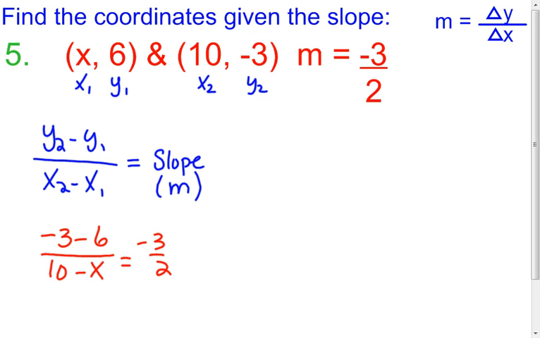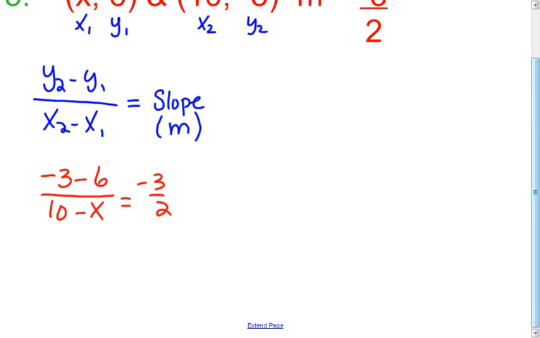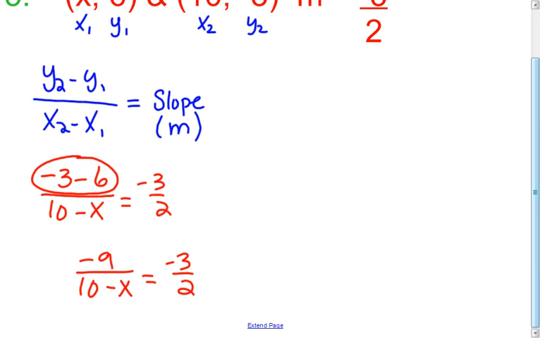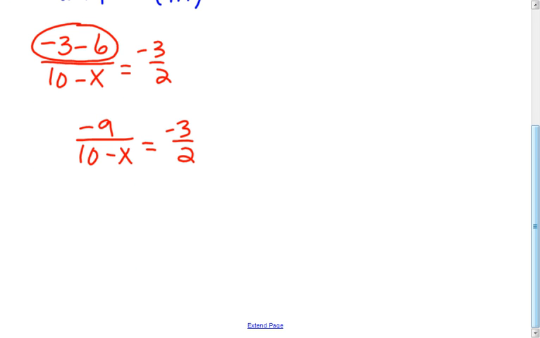Okay, so now what I'm going to do is I'm going to simplify that as much as I possibly can. So I know that negative 3 minus 6 is negative 9. I can't subtract 10 and x, so I will leave that. And then I have negative 3 over 2. The easiest thing to do here would be to cross multiply. Okay, so when I multiply these two, I have negative 9 times 2, which is negative 18.